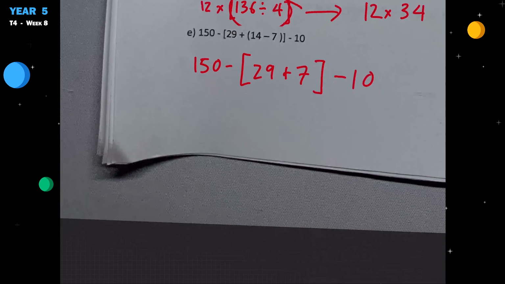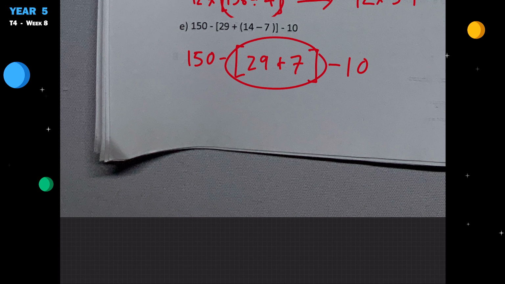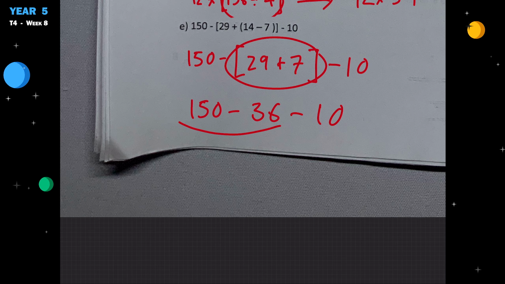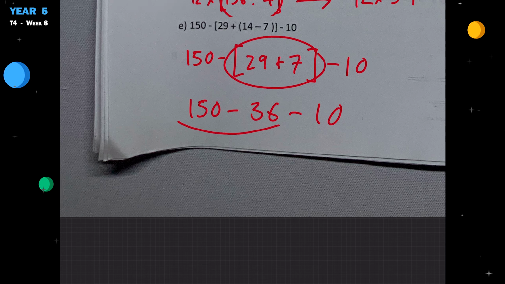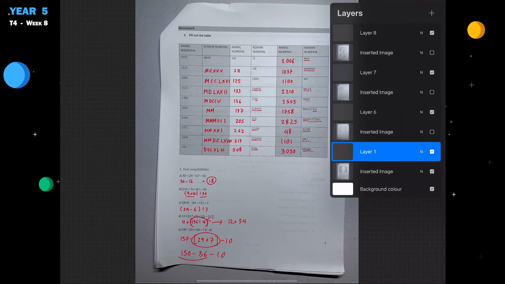So again, we still have brackets, so we're going to do that first. So you've got 150 take away 29 plus 7 becomes 36 minus 10. Now you're going to do the left hand side, and after that you do the right hand side. You can do it yourself. Next page.